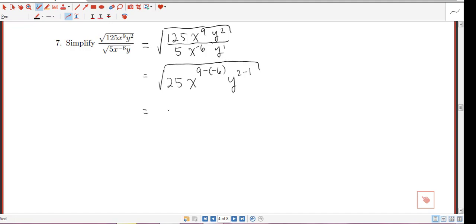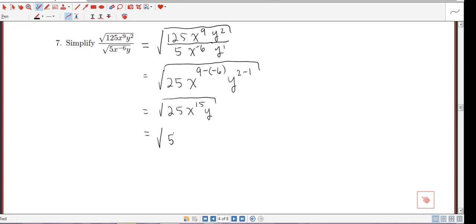So now what do we got? We got square root of 25, and then x to the 15, and then y to the first power, so I'm just going to leave it like that. I'm sorry guys, I'm so tired right now. Now square root of 25 is 5.